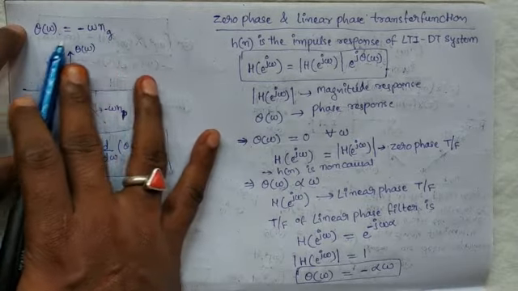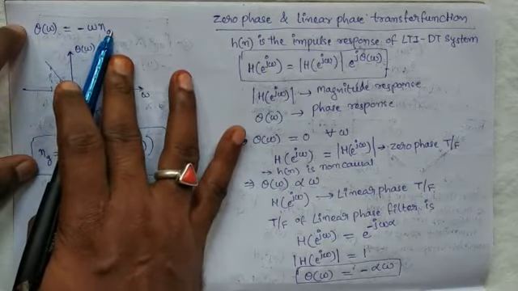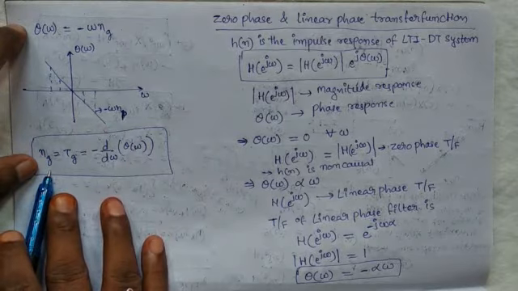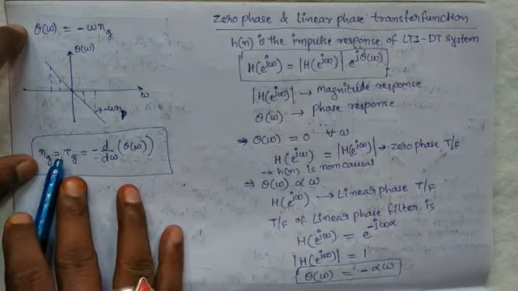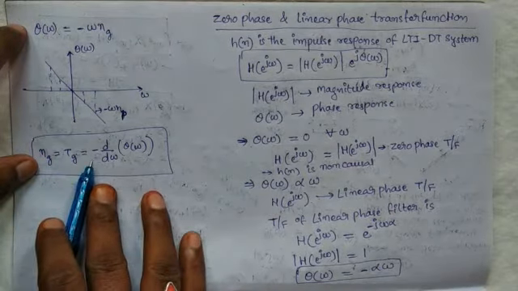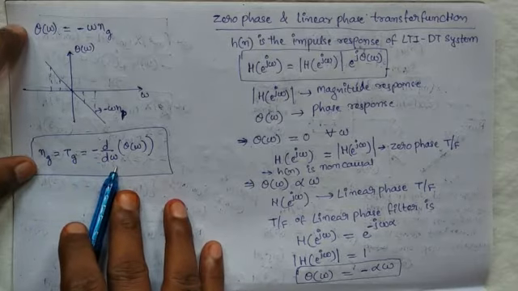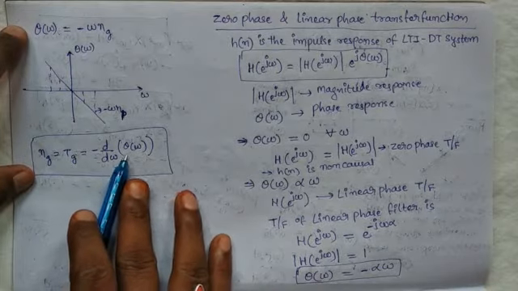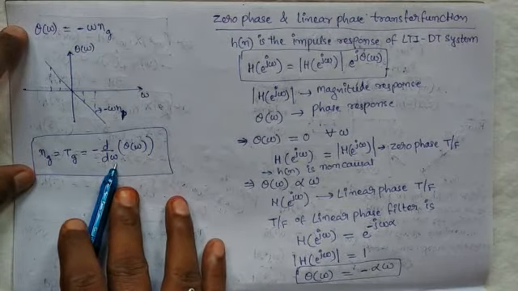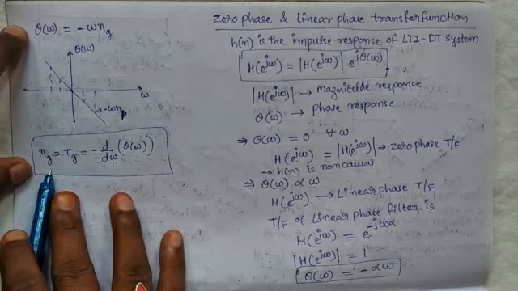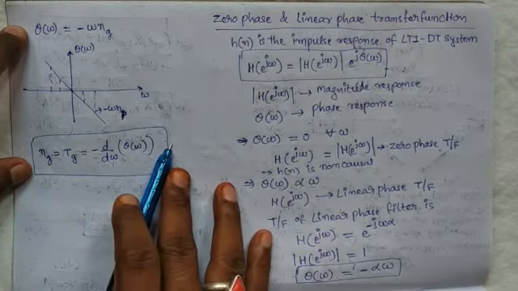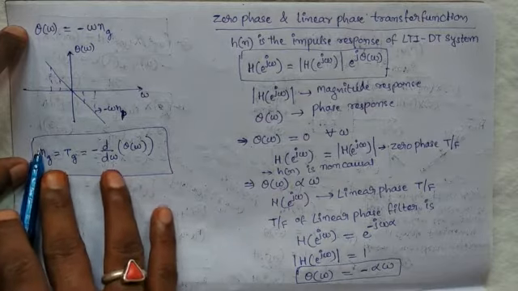That gives ng. Ng is equal to tau g, which is equal to minus d by d omega, the differentiation of theta of omega with respect to omega. This is the formula to calculate the group delay.